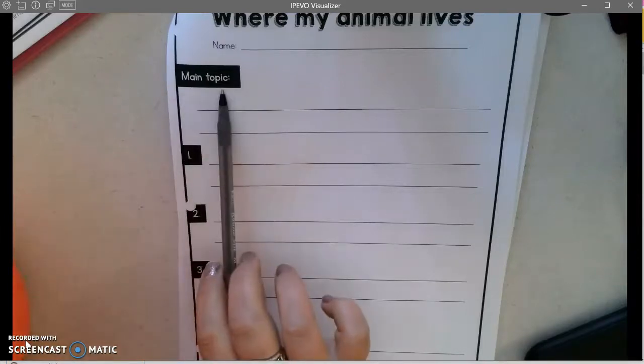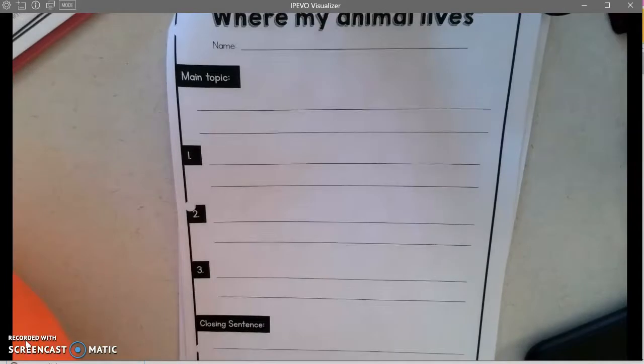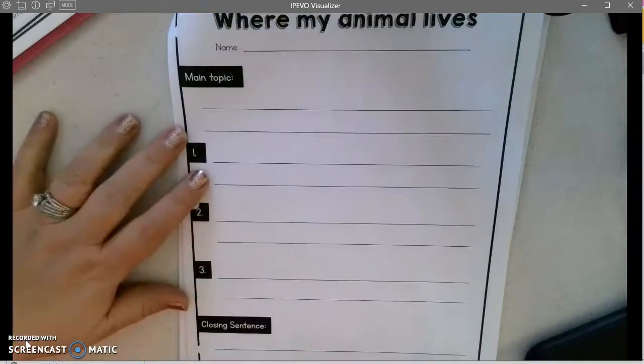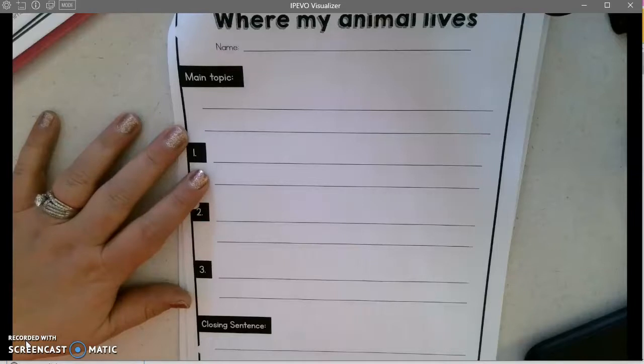For our main topic, we're not just going to write a sentence and say, I'm doing frogs. So we're not just going to write a sentence and say, oh, frogs live in the water. We want to be more specific, okay? Remember that we're writing a book. We're not just writing a sentence. We're writing a whole book. And our book gives us details. Someone is going to read this book and they're going to learn about frogs, or whatever animal you're researching. So we want to make sure that we are giving information.